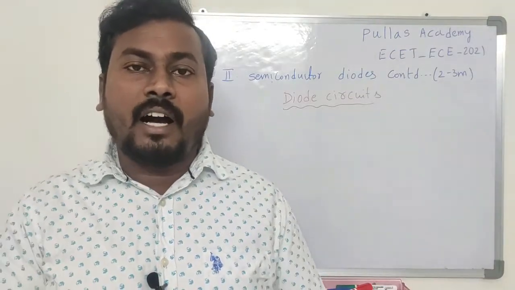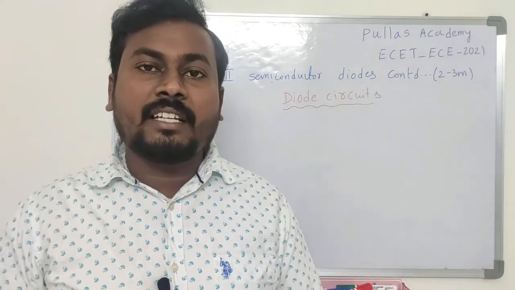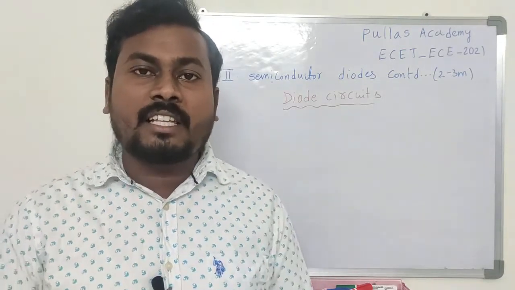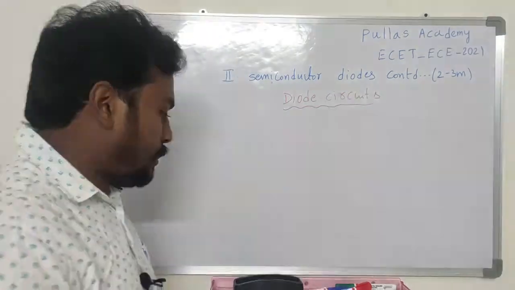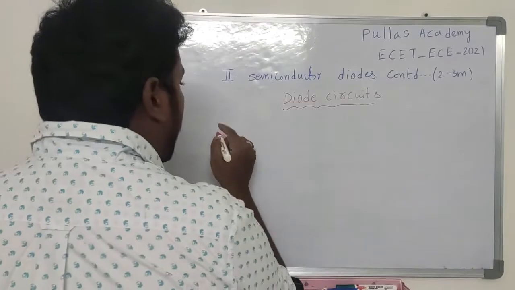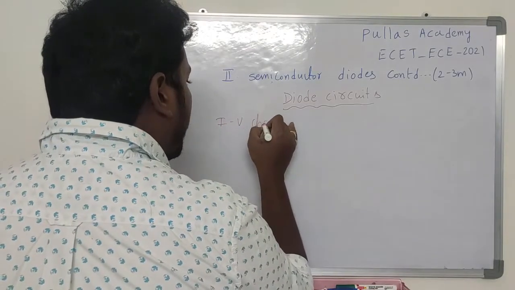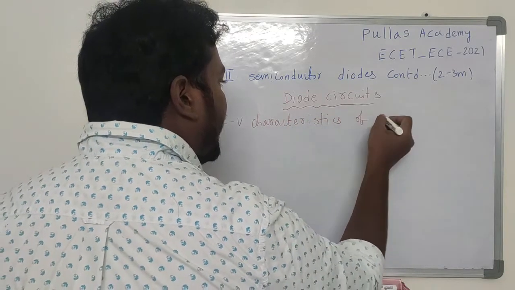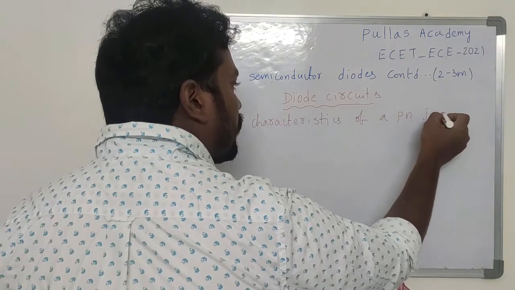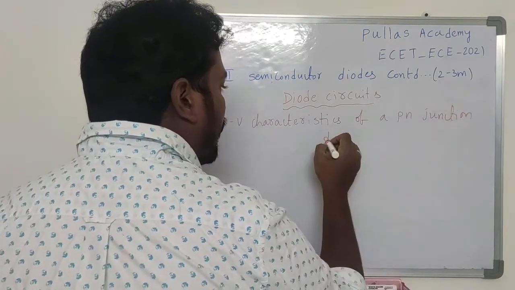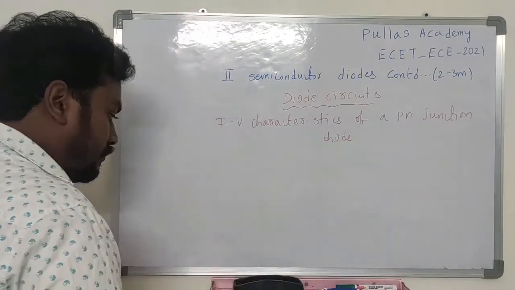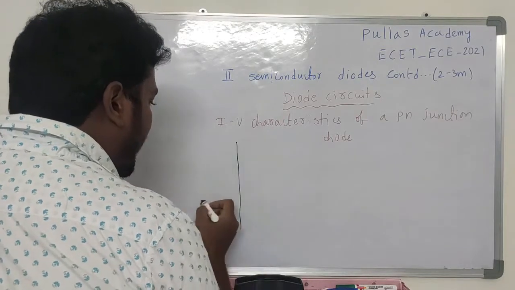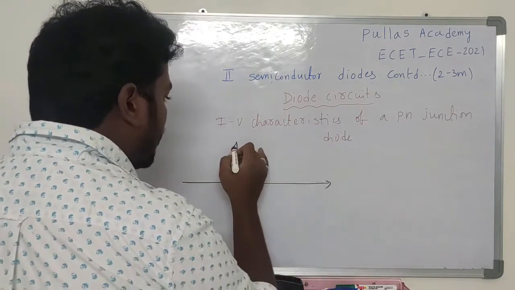Some of the students have asked me to discuss the IV characteristics of a diode in detail. So let me discuss the IV characteristics of a PN junction diode again. We will take I on the y-axis and V on the x-axis.